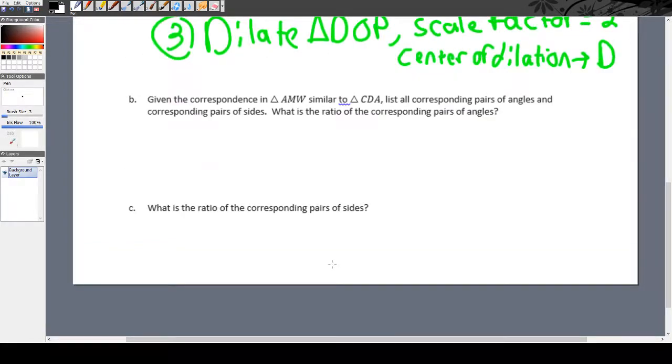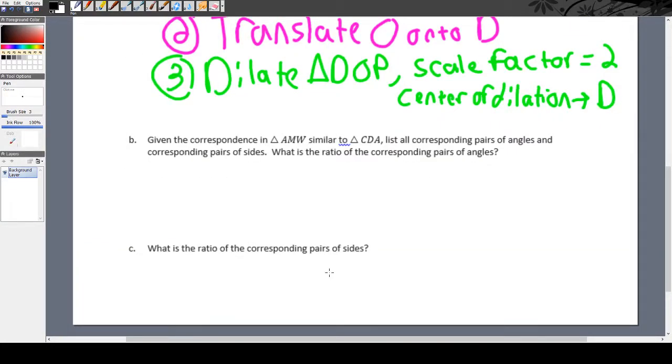Hello again. Now we're going to be answering part B and part C. So to start us out, let's do part B. Given the correspondence in triangle AMW similar to triangle CDA, list all corresponding pairs of angles and corresponding sides. What is the ratio of corresponding pairs of angles?